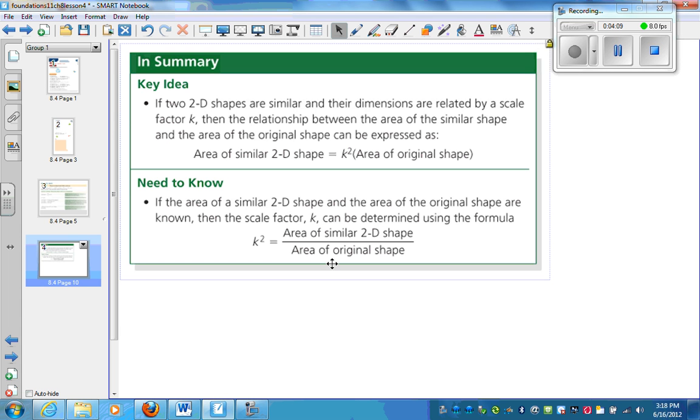Okay, it's a good idea to do lots of problems here and use your intuition. Which one should be bigger, your scale factor or your scale diagram? Well, it depends if it's an enlargement or a reduction. So do lots of questions, you're getting exact values here. Check your work.